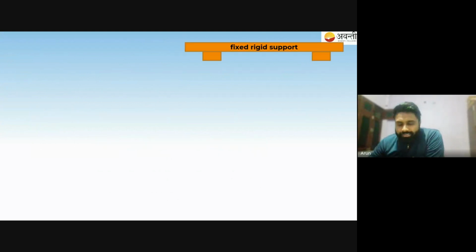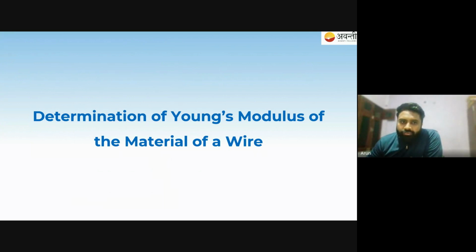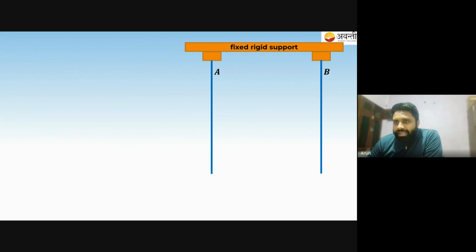So pay careful attention. We are going to determine the Young's modulus of elasticity of a particular material of a wire by an experimental setup. For this experimental setup, we have taken a fixed rigid support. Two wires A and B are hanging from it. You should note that the wires are identical in nature, which means the length of wire A equals the length of wire B equals capital L, and the radius of wire A equals the radius of wire B equals small r. So both wires are identical in nature.